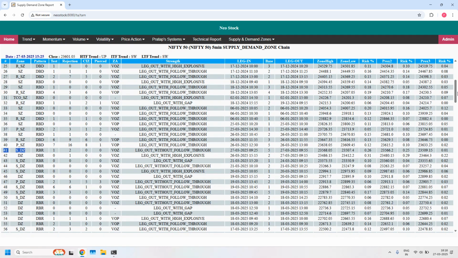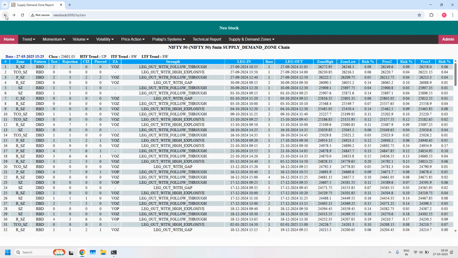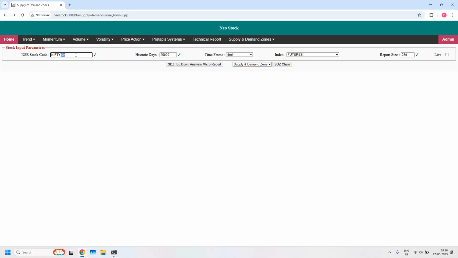Okay, this is about the NIFTY supply demand zone chain. Next, I will generate the Bank Nifty supply demand zone chain, that is nothing but Nifty Bank. Starting with the monthly time frame, generating the monthly supply demand zone chain for Bank Nifty.